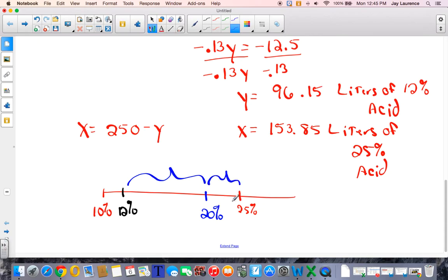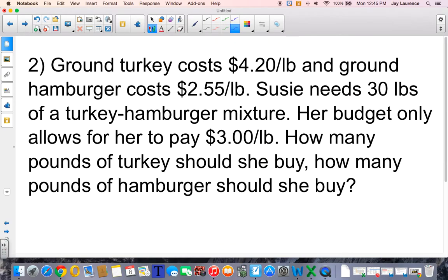I'm going to need way more of this one than I will of that one. I only want to water it down, so to speak, by 5%. So I only want to use a little bit of this one. All right, the 20% is closer to the one you use more of. All right, okay, let's look at the next problem.